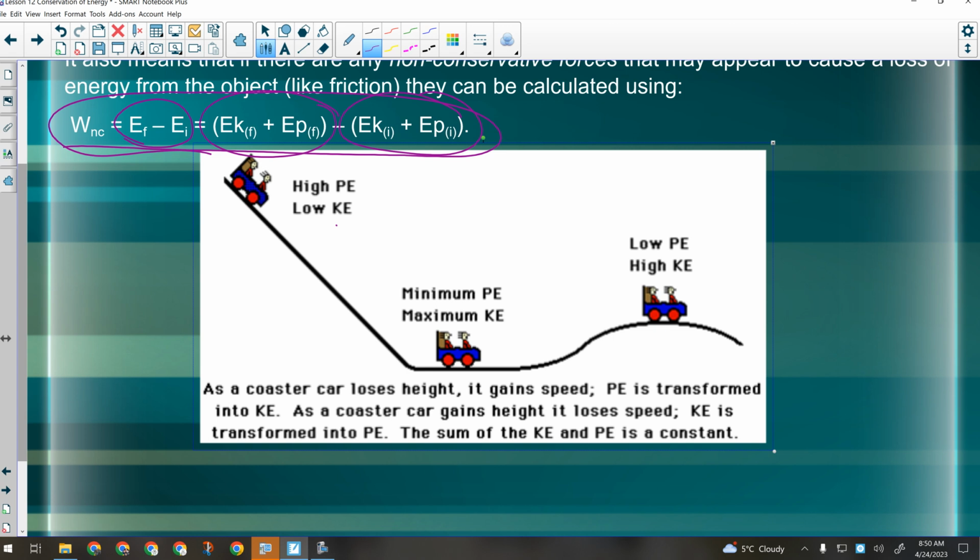Wait, sorry, why is the maximum potential energy at the bottom, not at the top? It's maximum kinetic at the bottom. Minimum. Oh, it's just minimum. Minimum, sorry, potential at the bottom. Yeah. Okay. That makes sense.